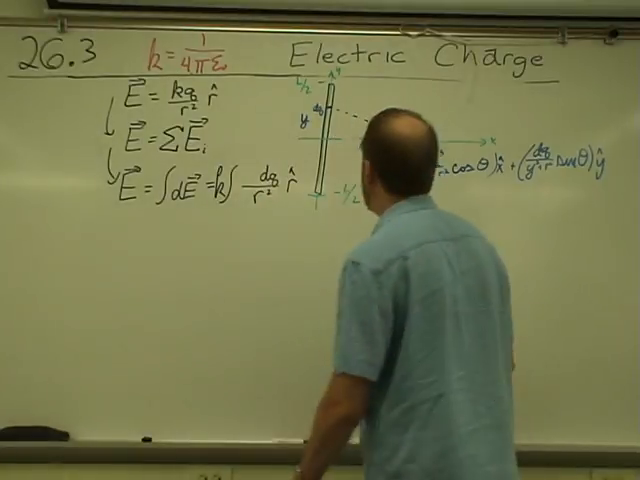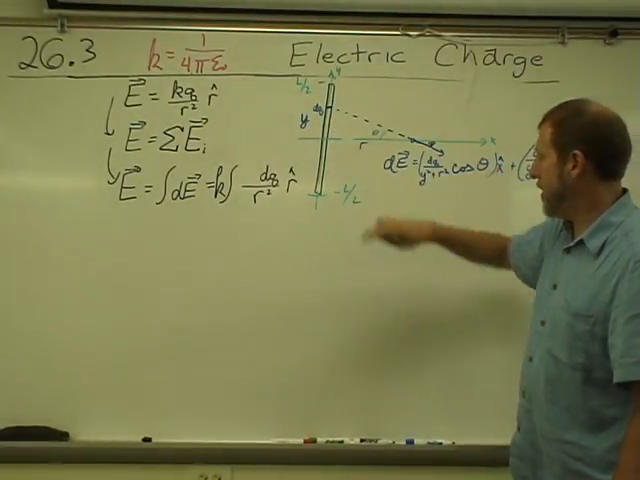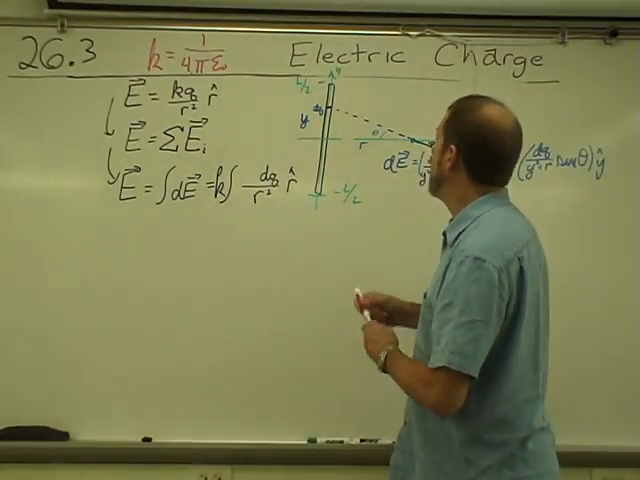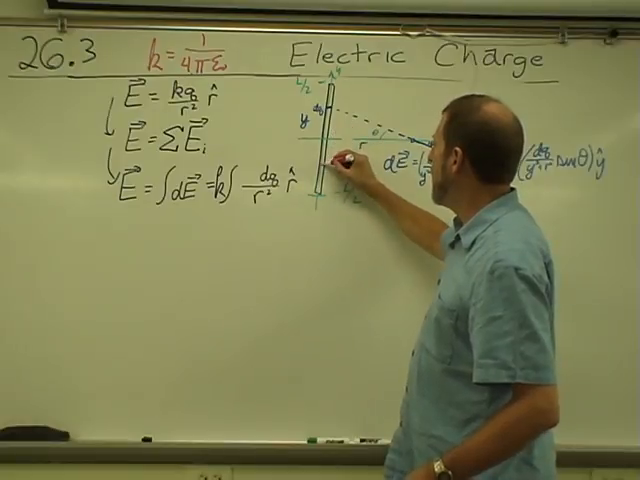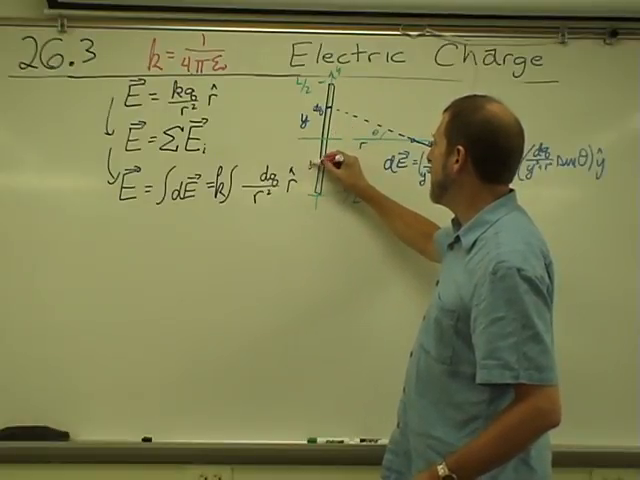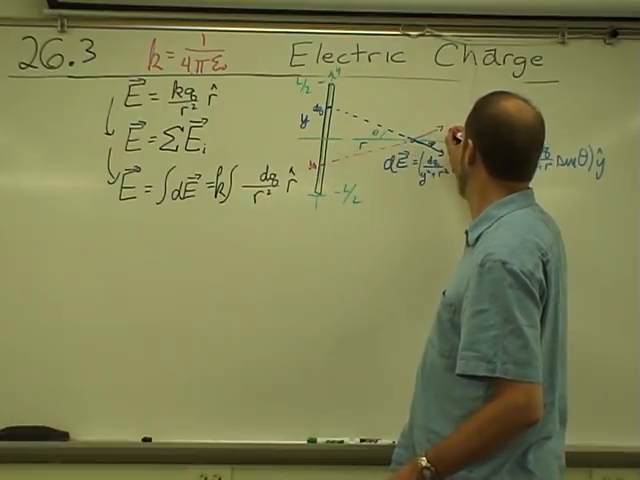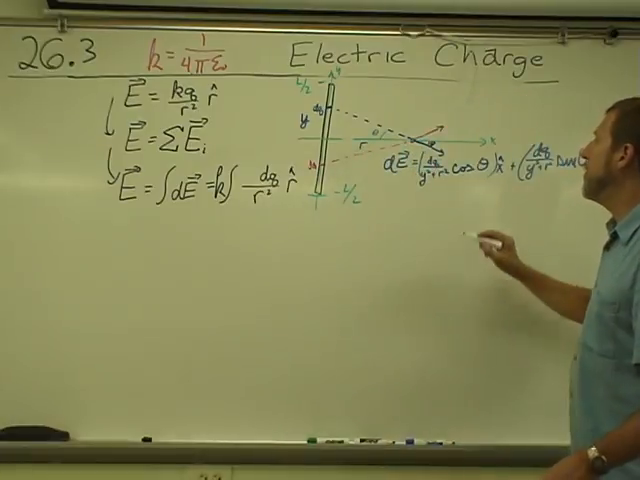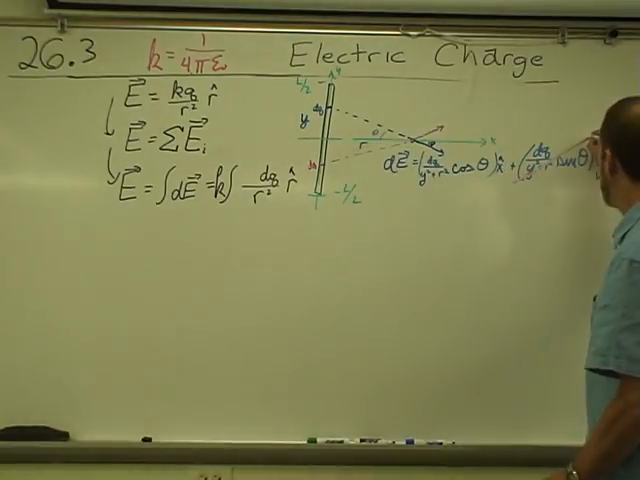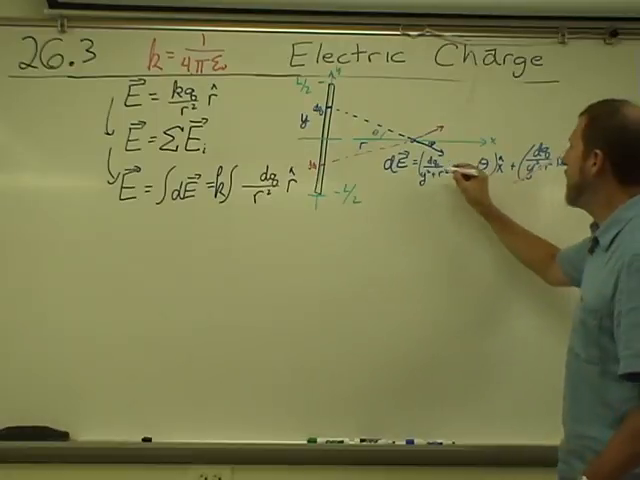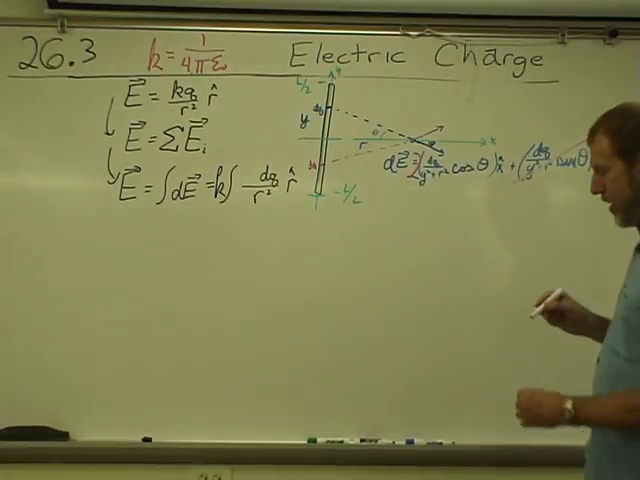But the reason why our life becomes easier if I have this line bisect that line of charge is that for every little piece of differential charge dq right here, there's a matching dq on the other side that's going to result in a differential electric field in which the y component is going to cancel out. The x component is going to double up, and the y component is going to cancel out.